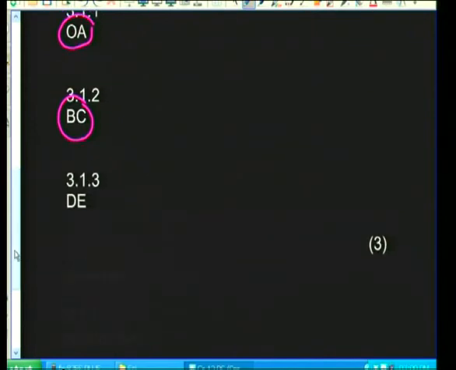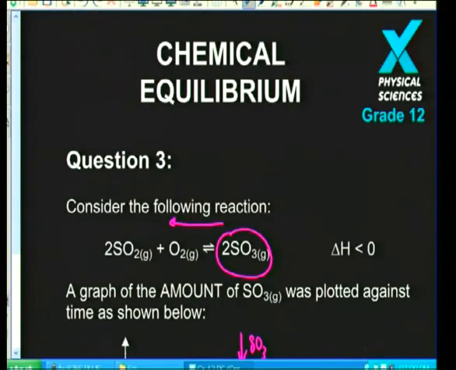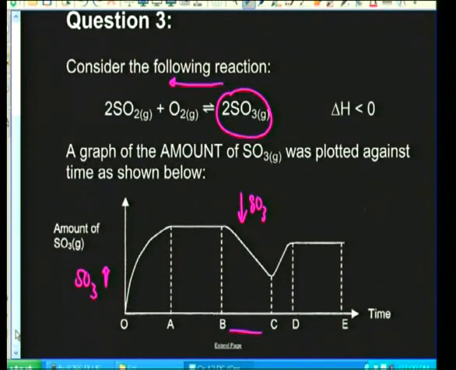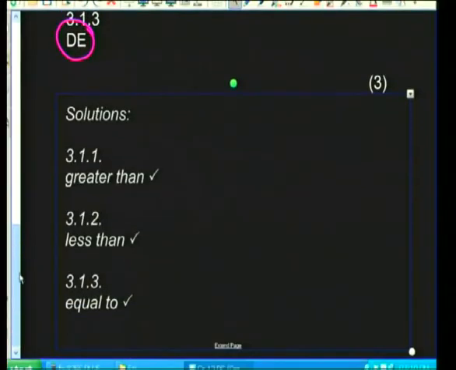And the last one from D to E. Going back to the graph, D to E is this final one. Now this horizontal line is telling me, if I can trace it all the way back with a ruler of course, that there is no change. So SO3 is remaining constant. The rate of the forward reaction and reverse reaction are equal to one another. And so the answers there would be greater than, less than, and equal to, in that order.